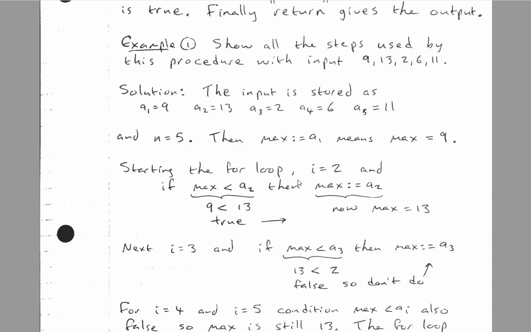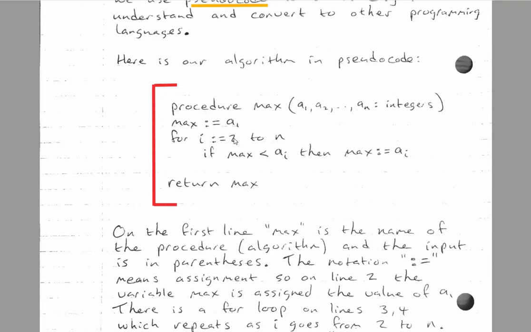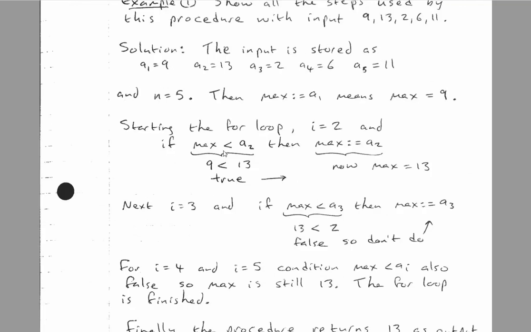Then we start the for loop. First, i is equal to 2. Then we check this conditional. It's saying if max is strictly less than A2, then do this. Well, max is 9, A2 is 13. This condition is true, so we carry this out. Now max is assigned 13 from A2.